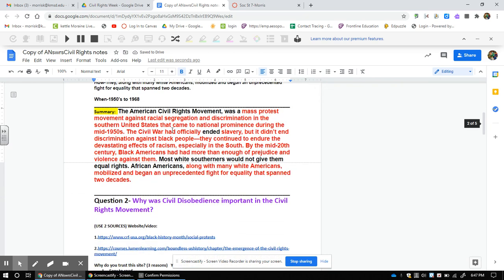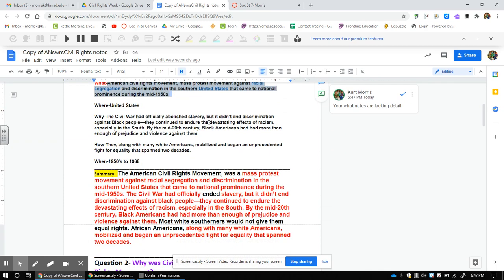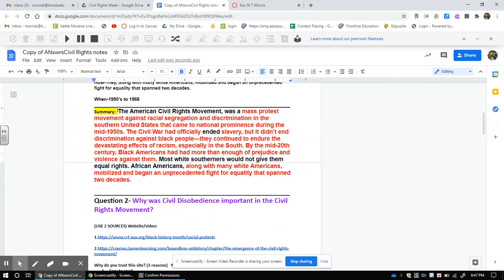And then when I come down here and I read the summary, the question once again, what was the civil rights movement? This summary needs to answer that. They need to have a what. They need to have a why. And they need to have a how. They need to have a what, a why, and a how on all of their answers in their summaries. If your partners do not, you need to get after them.